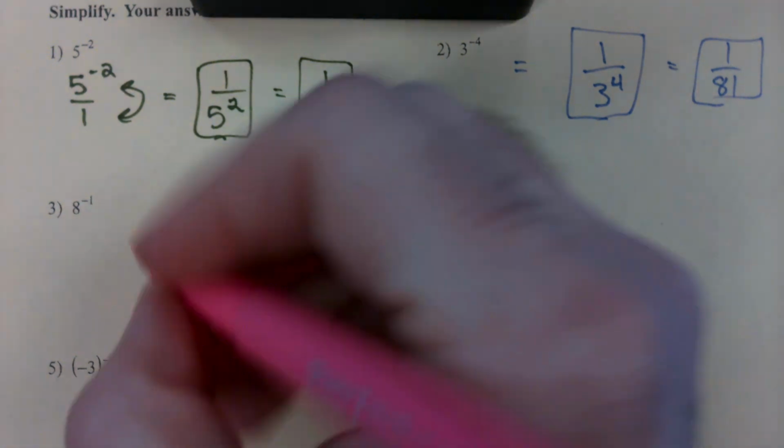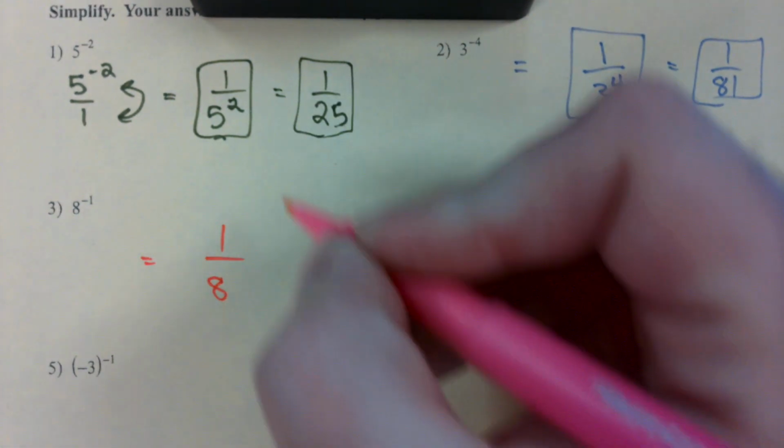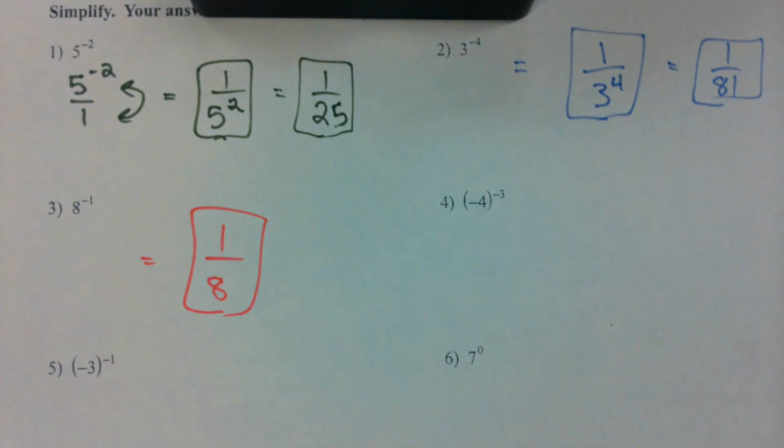All right, number 3, we got 8 to the negative 1. We're just going to flip that, put 1 over 8 to the positive 1, and we don't even need to write our exponent of 1, do we? We can just write 1/8. Everyone should have the same answer for this one. If you put 1 over 8 to the 1, that's fine too, but just know you don't really ever have to write 1 as an exponent.